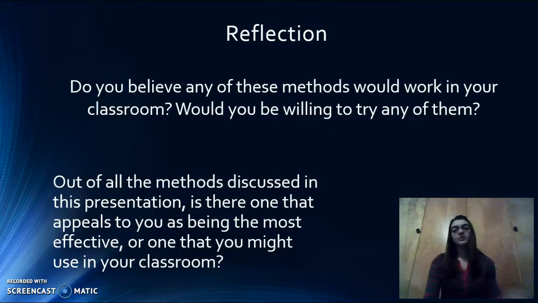So what do you think? Do you believe any of these methods would work in your classroom? Would you be willing to try any of them? I felt like a lot of these methods would really only work in smaller classrooms with upperclassmen that really put their mind to it. But what do you think? Do you think any of these methods could be tweaked to use with younger students? And out of all these methods discussed in the presentation, is there one that appeals to you as being the most effective, or one that you might use in your classroom?